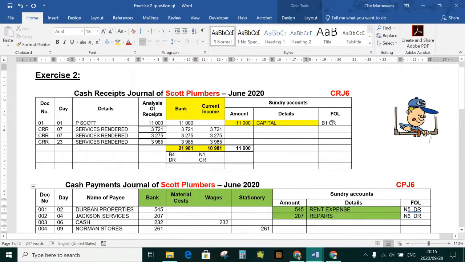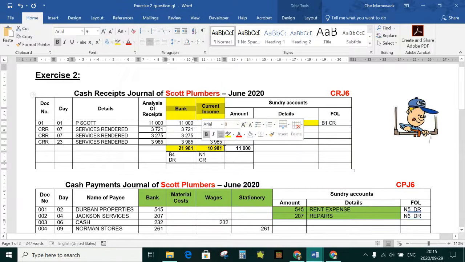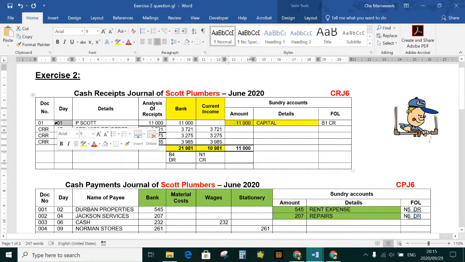We are going to start with capital because that is the very first account, balance sheet section first. What information are we looking for? Remember when we post 2020 June, June has 30 days. So if it is a column, so bank and current income are columns, we post the total of the column on the last day of the month. If the account is under sundry, we post the specific amount on the specific day. So that's going to be on day 1.